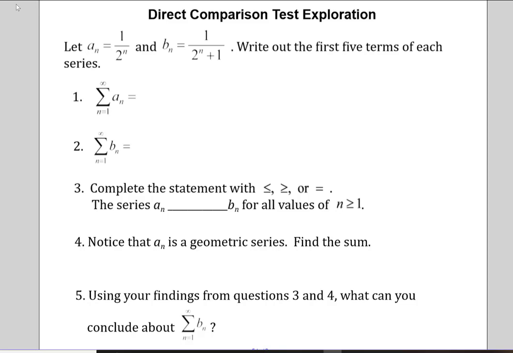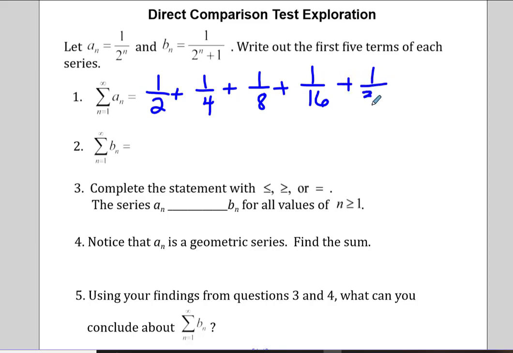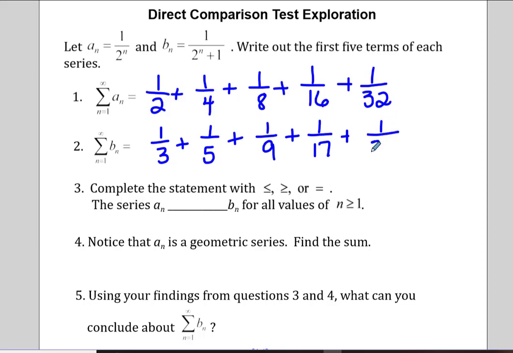In the direct comparison test, if we let a sub n be 1 over 2 to the n and b sub n be 1 over 2 to the n plus 1, we want to write out the first 5 terms of each series. So this one would be 1/2, and when n is 2, we have 1/4. I'm looking at a sub n. And when n is 3, when n is 4, and then when n is 5. So in b sub n, we have n is 1, and n is 2, n is 3, we have a 9th, and then when n is 4, it's 1/17, and finally 1/33.